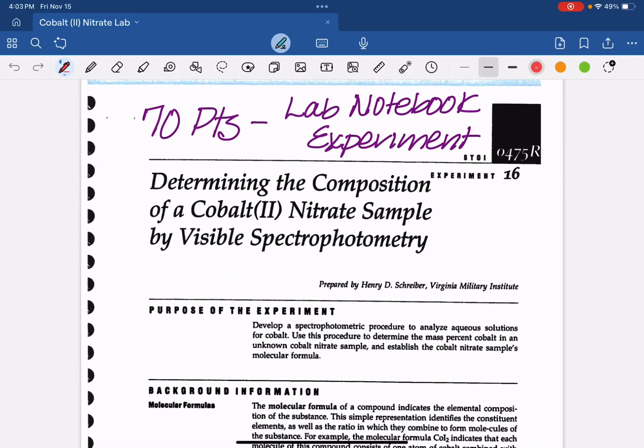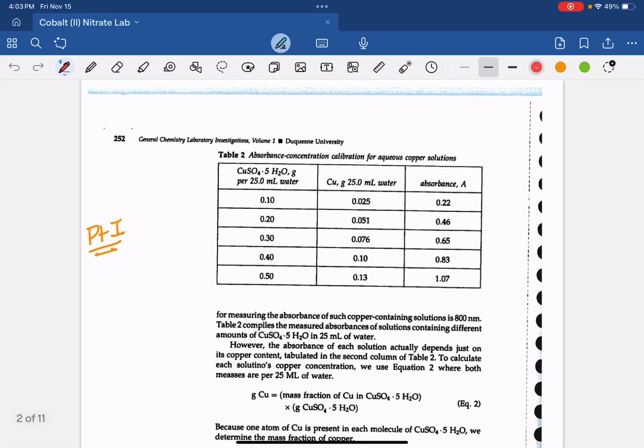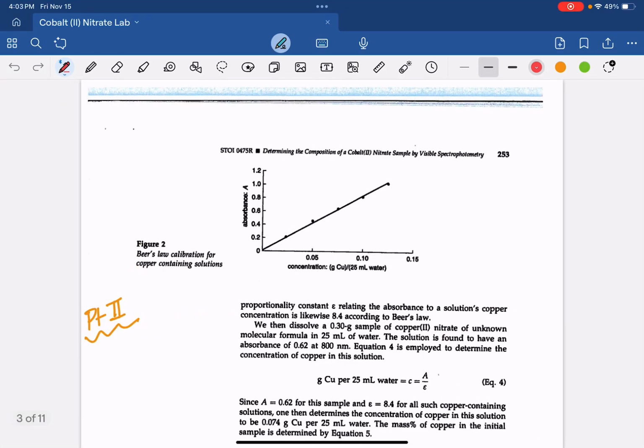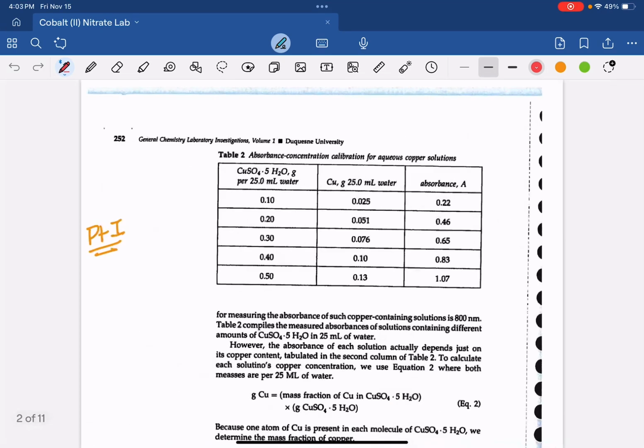Nitrate sample by visible spectrophotometry is a 70-point lab notebook experiment. As you looked through your procedure and went through and calculated the data, you probably noticed that on page 252 and 253, there was information provided to you to give you sample sets of information.